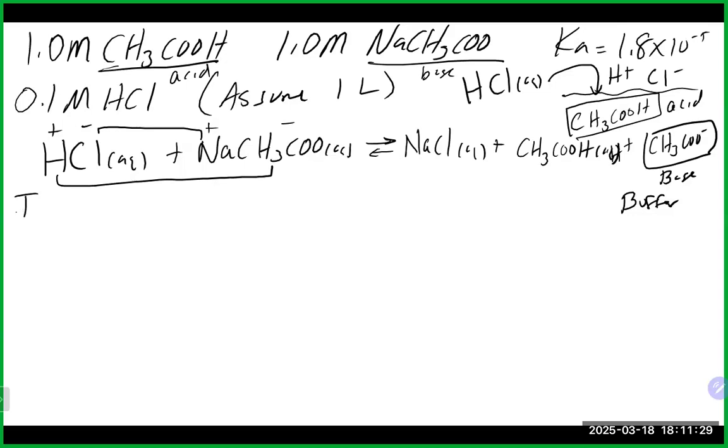So we do need to do this in moles, and in this case, for our HCl, we're going to assume we have 1 liter. So 1 liter times 0.1 molar will give us 0.1 moles of HCl. Also, for our buffer, we have 1 liter of it, which means for my sodium acetate, 1 liter times 1 is 1 mole. We have 0 here. And for my acetic acid, we also have 1 molar times 1 is 1 mole.